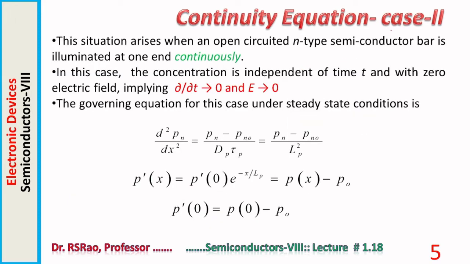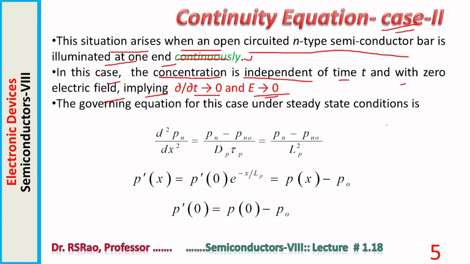We see now case 2. This situation arises when an open-circuited n-type semiconductor bar is illuminated at one end continuously. In this case, the concentration is independent of time t and with zero electric field, implying ∂/∂t is 0 and E is 0. So what does it mean? Here is a bar, it is illuminated here.